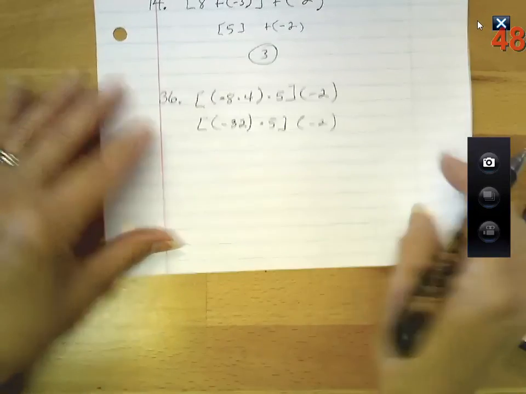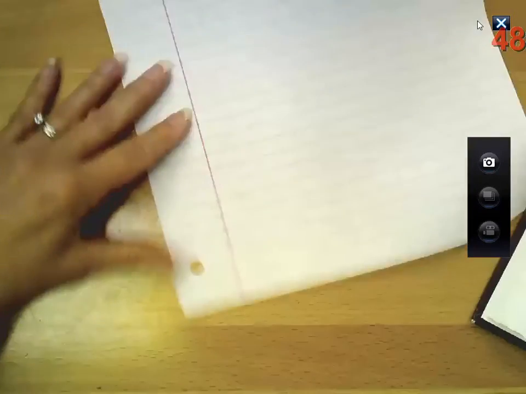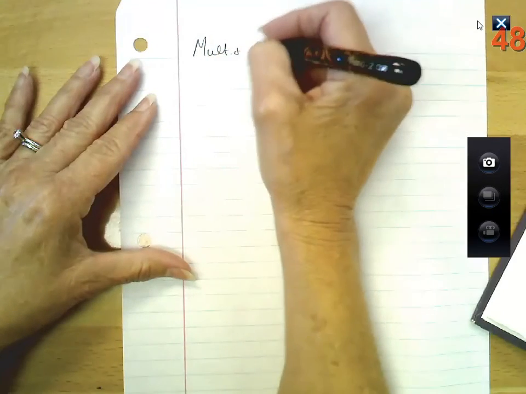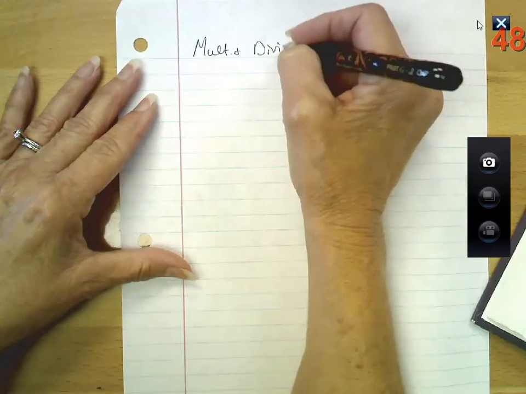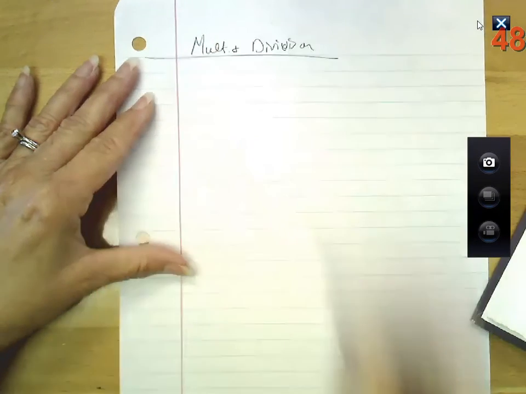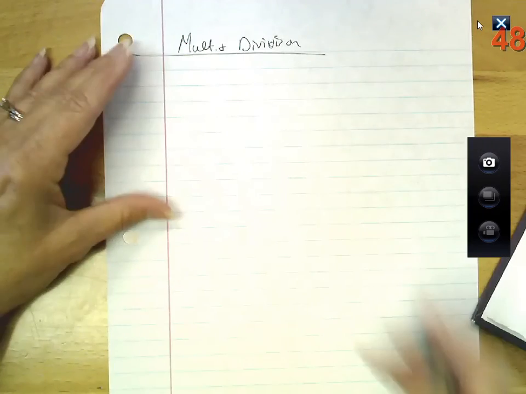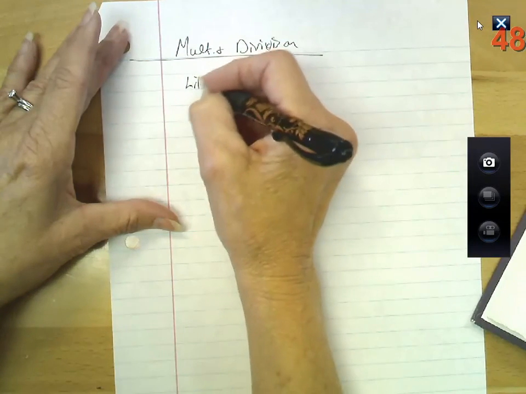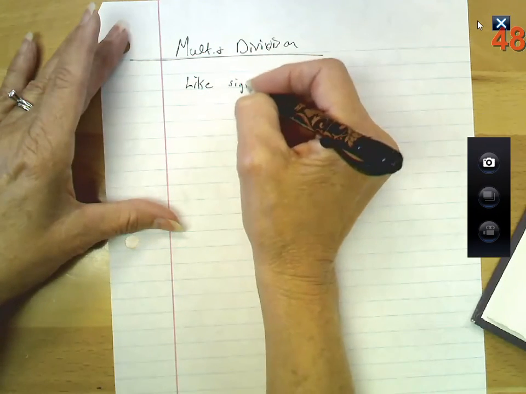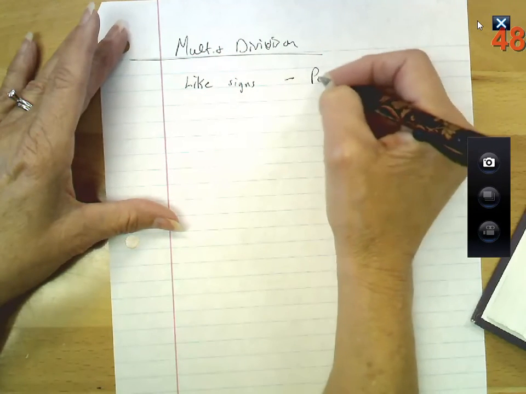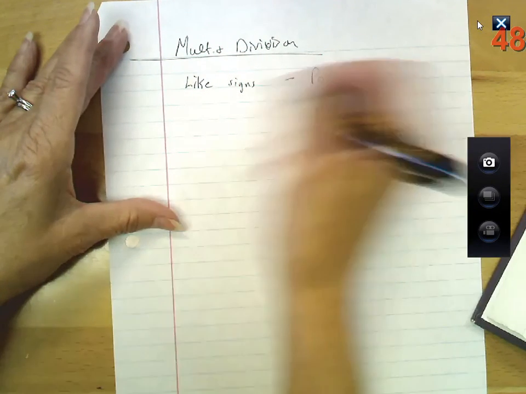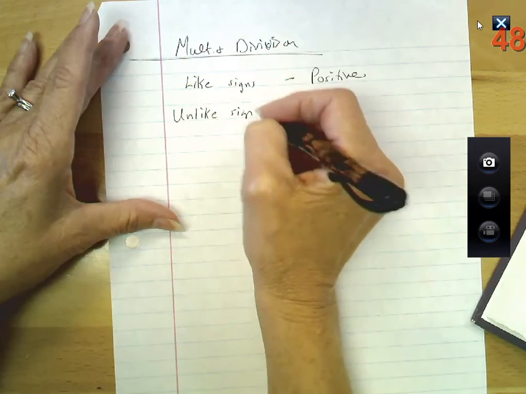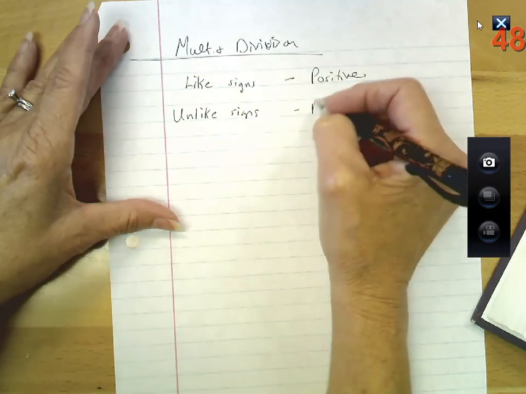Let me take a break right here and give you the rules for multiplication and division. Your rules for multiplication and division: if you have like signs, the answer will be a positive. If you have unlike signs, your answer will be a negative.